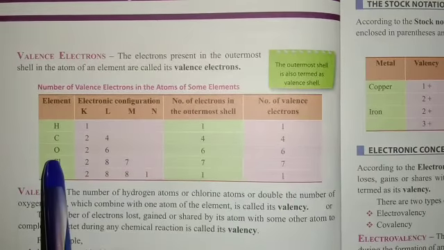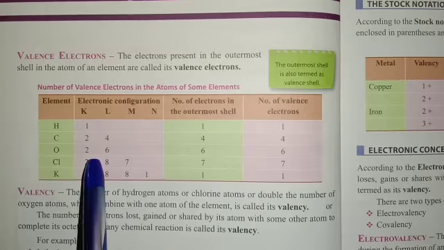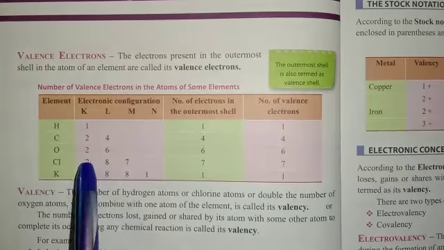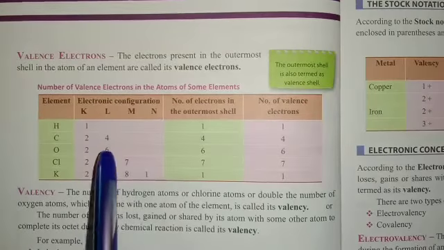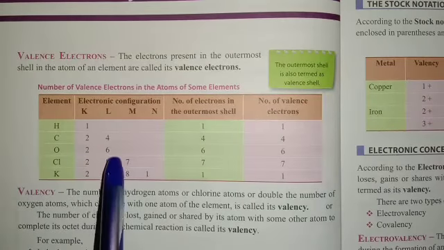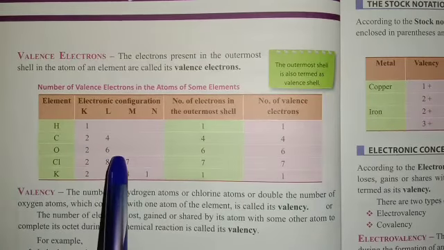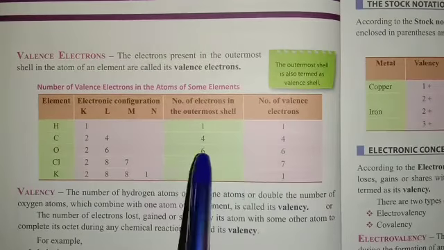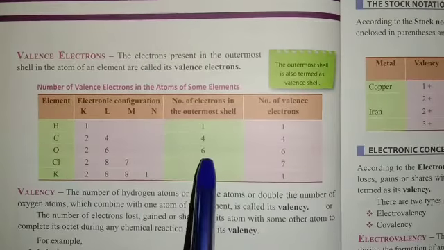Let us consider oxygen. Oxygen's atomic number is 8. The K shell contains 2 electrons and the second shell contains 6 electrons. That means the last shell contains 6 electrons. Therefore the number of valency electrons is 6.